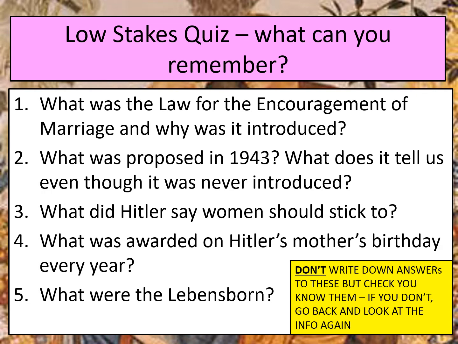So first of all, you should be able to answer, what was the law for the encouragement of marriage and why was it introduced? You should also be able to talk about what was proposed in 1943, that's a certain law that they discussed, and what does it tell us even though it was never introduced. You should also be able to tell me what were the 3 things that women should stick to, what was awarded on Hitler's mother's birthday every year, and what the Lebensborn was.